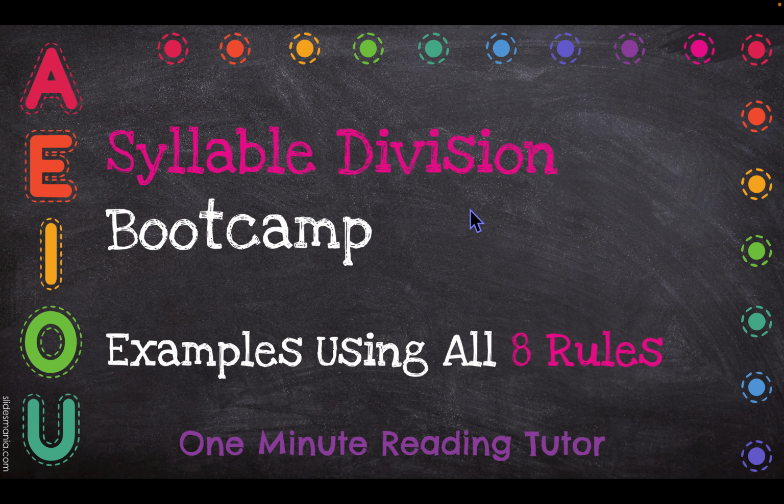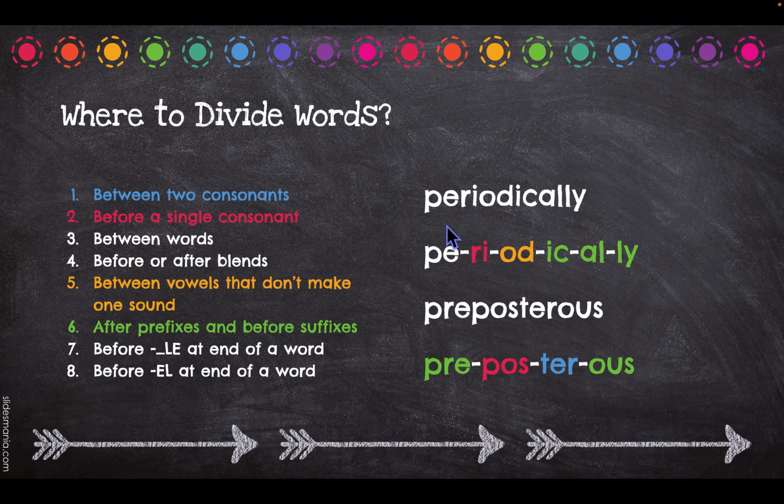We're going to use our eight syllable division rules to read some words. Right here, we're going to divide after a vowel before a single consonant. Right here, we're going to split between two vowels that do not make one sound. Here we have a suffix, and another suffix, and another suffix. So this word will be periodically.